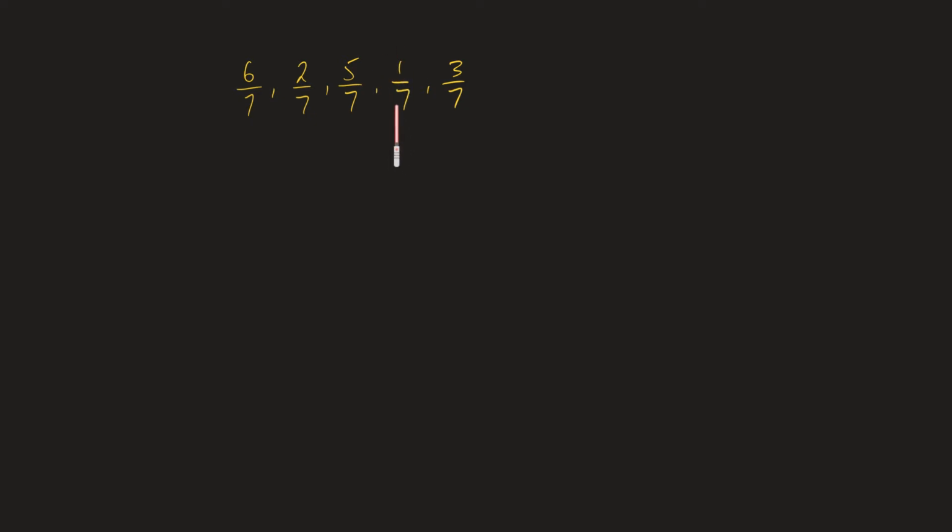And the smallest one to start with is 1 over 7. Okay, so the smallest numerator is 1. Then we have 2 over 7. I might cross them out. 3 over 7. 5 over 7. And finally, 6 over 7. So now we've ordered them in ascending order, so from smallest to largest. Those ones were pretty straightforward because we had the same denominator, which was 7.